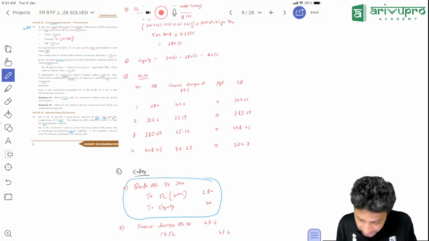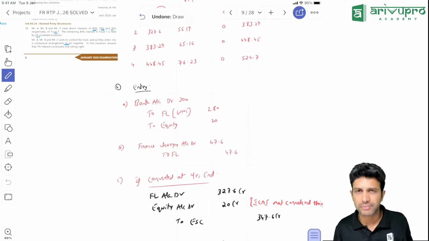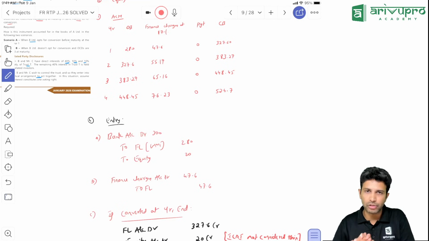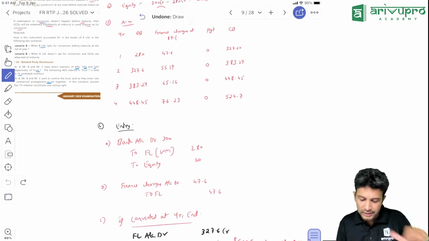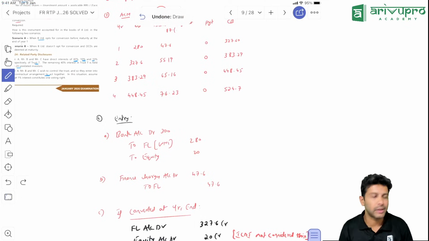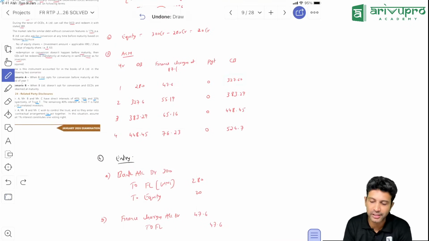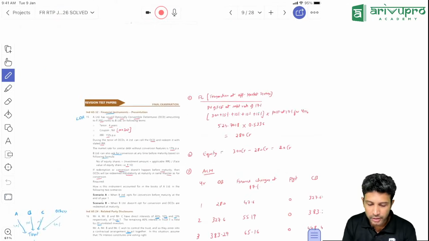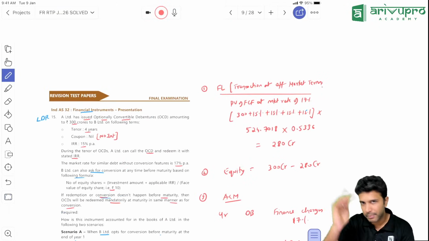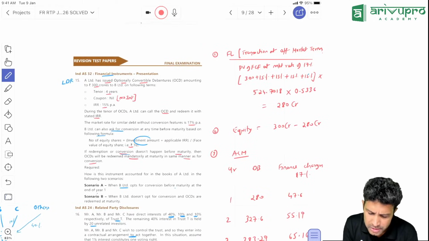Initially, you have already passed this entry: bank account debit, to financial liability, to equity. If it gets converted, first let's find out the balance. In the 1st year, you will also book finance charges. Finance charges account debit to financial liability. So these two entries are passed, and the financial liability balance at the end of the 1st year has become 327.6. Correct. Now the investor is saying, give my money back. So you'll have to pay using this formula only. What is that formula? Investment amount plus IRR.